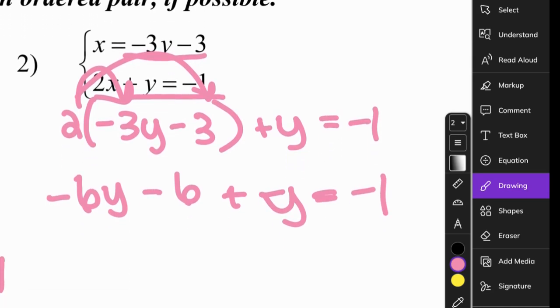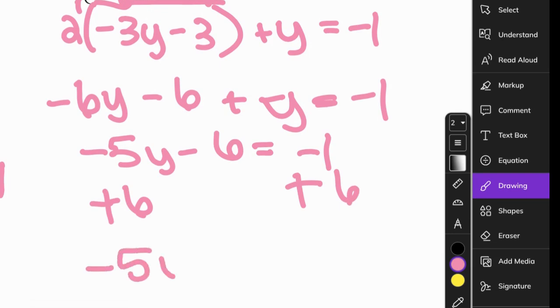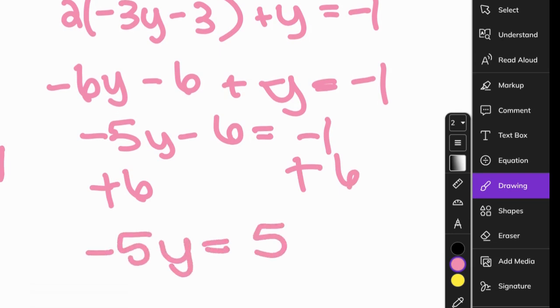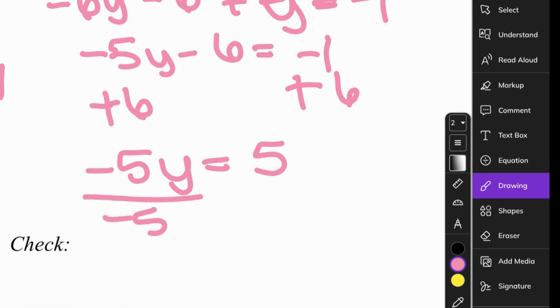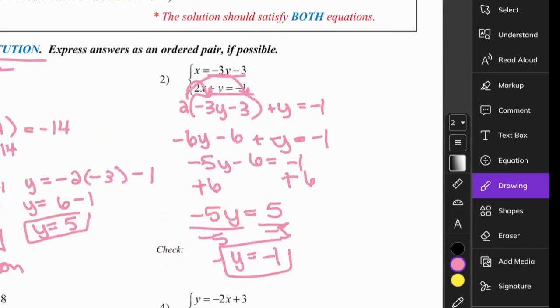So we simplify, combine like terms, we have negative 5y minus 6 equals negative 1. We're going to add 6 on both sides. We get negative 5y equals 5. Divide by negative 5, and then we get y equals negative 1. Now, again, we have to go back to the original equations, and we're going to plug this new y value into our equation.